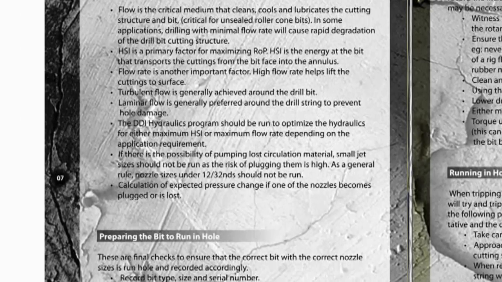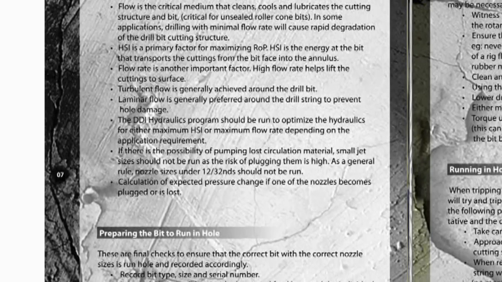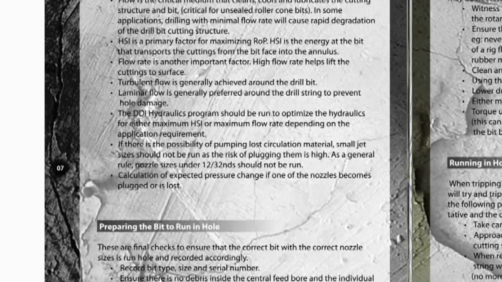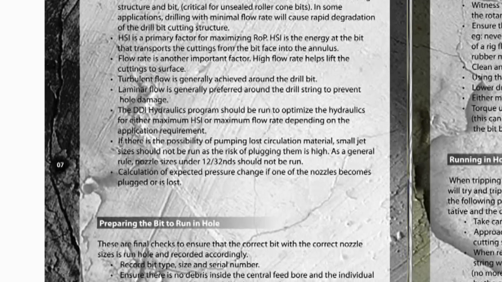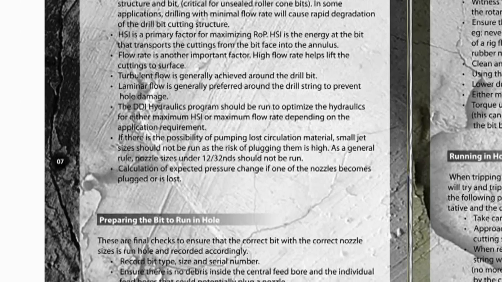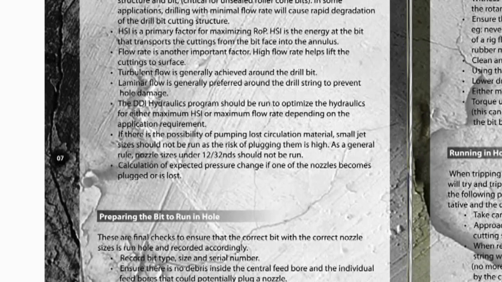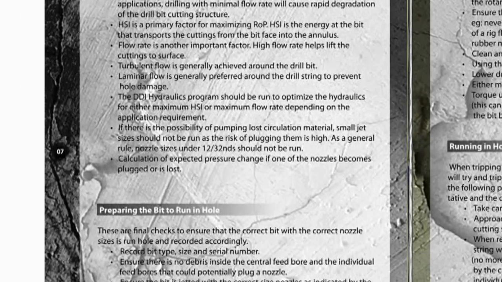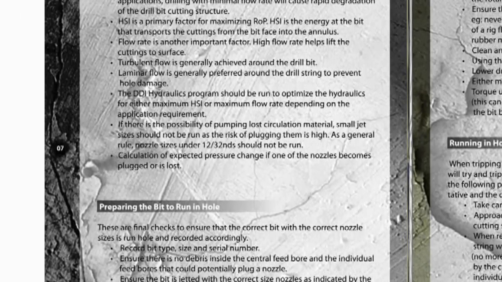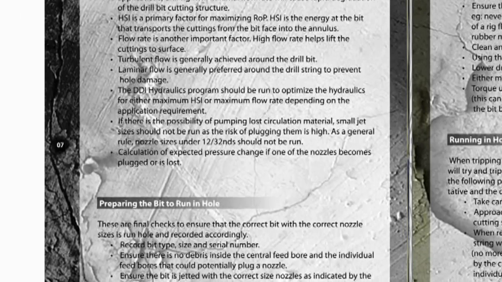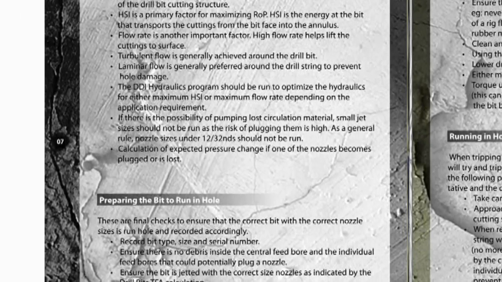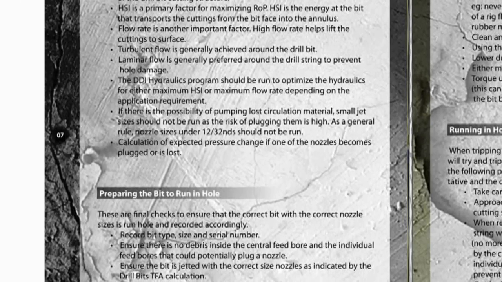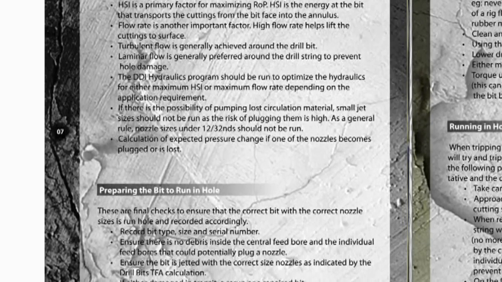The DDI hydraulics program should be run to optimize the hydraulics for either maximum HSI or maximum flow rate, depending on the application requirement. If there is the possibility of pumping lost circulation material, small jet sizes should not be run, as the risk of plugging them is high. As a general rule, nozzle sizes under 12-30 seconds should not be run. Calculation of expected pressure change if one of the nozzles becomes plugged or is lost.